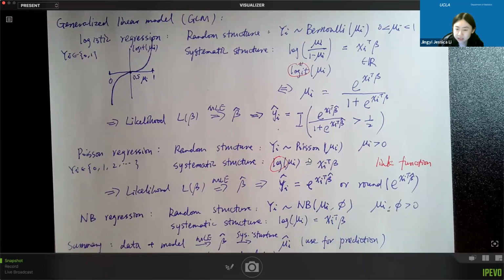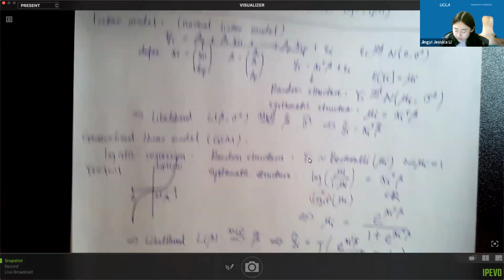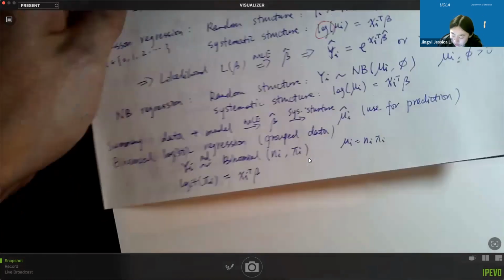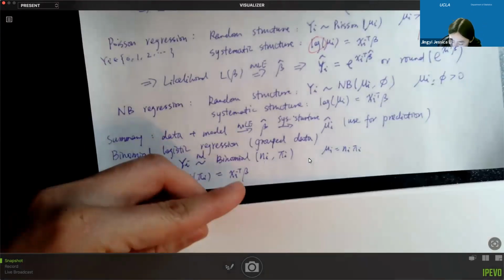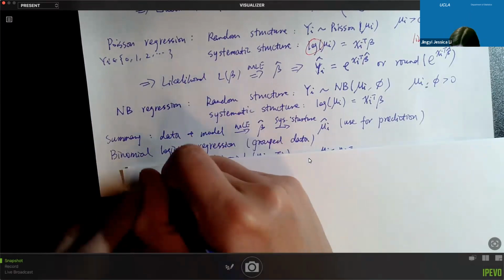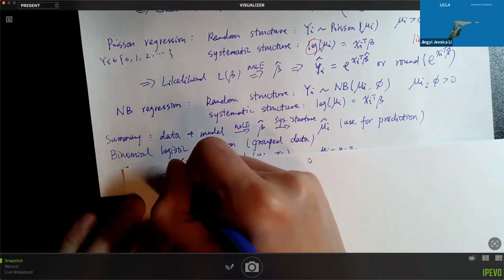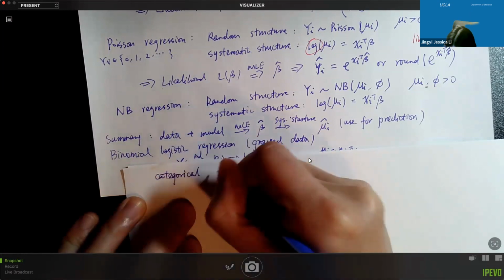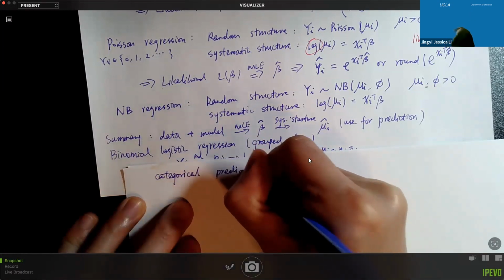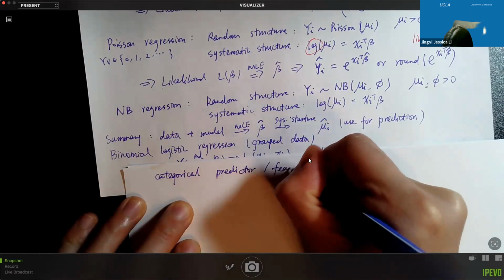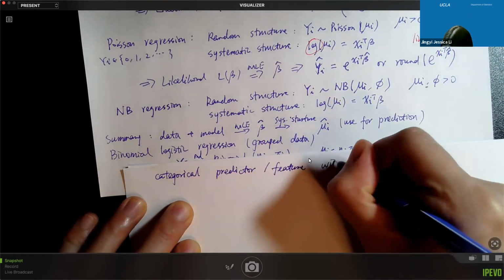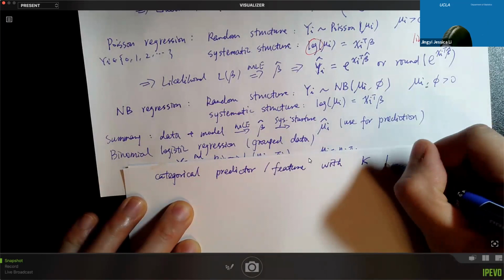But in some cases, the predictor could be like race, gender, or it could be country, region. In those cases, it is a categorical predictor. Then how do we use those? So in the GLM, for a categorical predictor, let me just make it easier. So if we have a categorical predictor, or we often call it a feature, with, say, capital K levels.